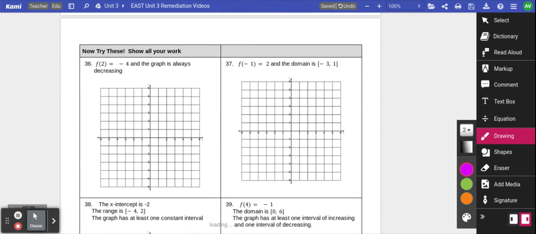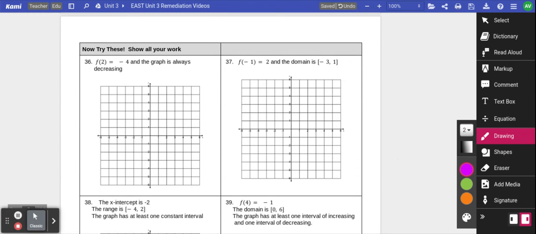So the next thing that you guys are going to practice is actually drawing these types of graphs. An example would be like number 36, where it says f of 2 is -4 and the graph is always decreasing. By saying that f of 2 is equal to -4, I'm telling you that there is a special point on the graph at 2, -4. Next, it says that my graph is always decreasing. Now, decreasing means downhill. So when I draw my graph, I need to go through that point, and I also need to always be going downhill. So I would just draw a graph that goes downhill and connects to that pink point that I drew originally, and that would be my answer.